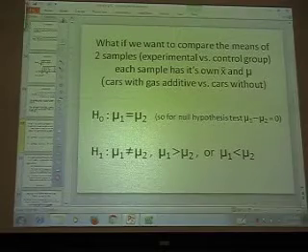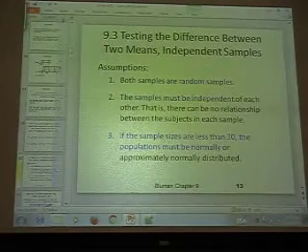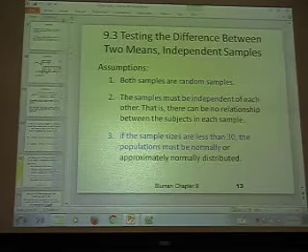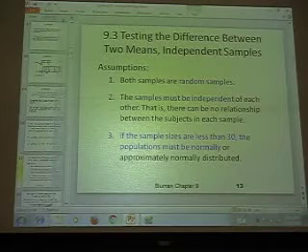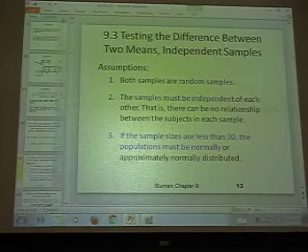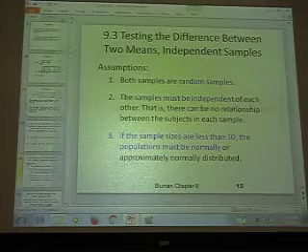All right. Rachel, thanks for volunteering. Go ahead and read. Lesson: the difference between two mean independent samples. Assumption: both samples are random samples. The samples must be independent of each other. That is, there can be no relationship between the subjects in each sample. If the sample sizes are less than 30, the populations must be normally or approximately normally distributed.